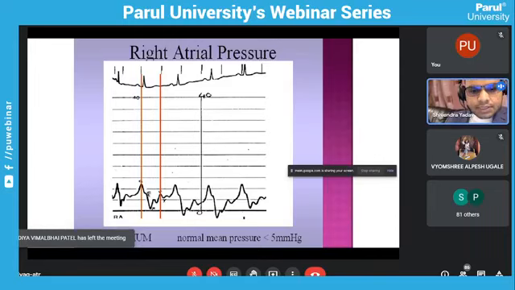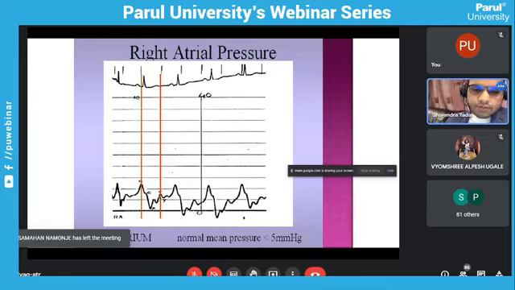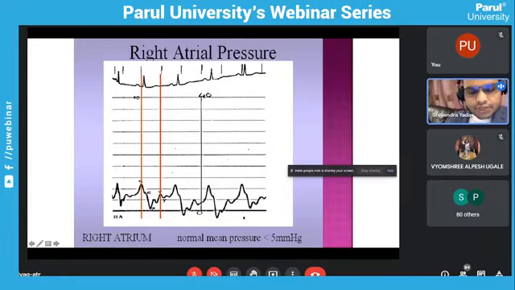Then C is due to closure of the cusp. And X is when the atria are relaxing, atrial diastole. The V waveform is when there is venous filling from the superior vena cava and inferior vena cava. And Y is when there is emptying of this blood from the atrium. So various phases of the cardiac cycle show us various pressure waveforms. What we are interested in is just the one mean pressure. There are two peaks, A and V, which have their own significance.